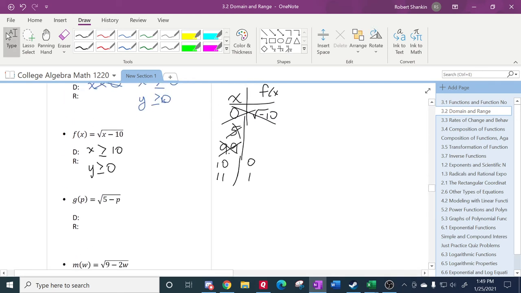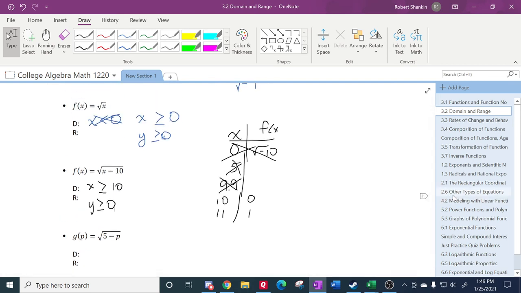All right, let's go to G. G of P is square root of 5 minus P. State the domain, state the range.